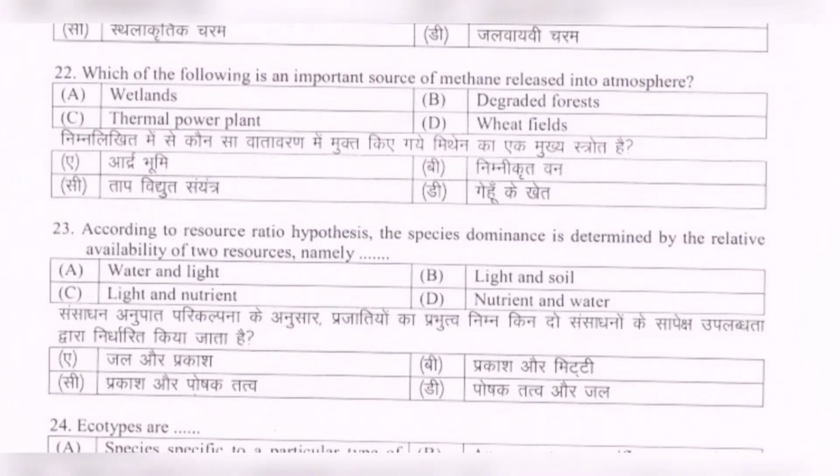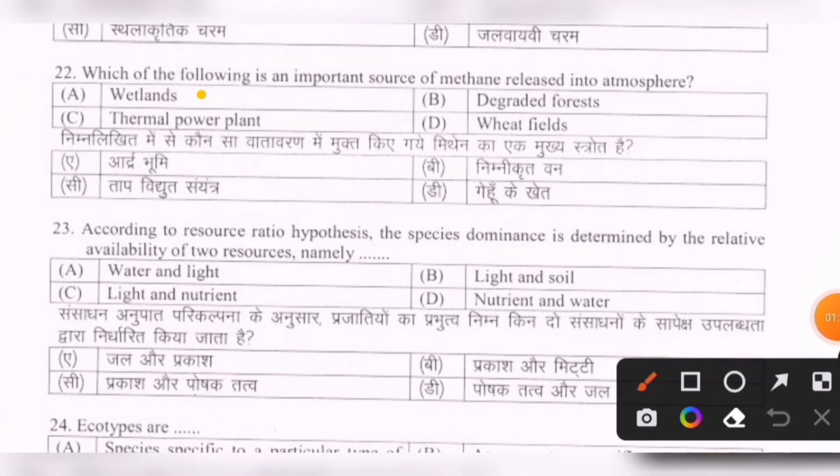Which of the following is an important source of methane released into atmosphere? Options are wetlands, degraded forests, thermal power plant, wheat fields. The correct option is first one, that is wetlands. Next question.